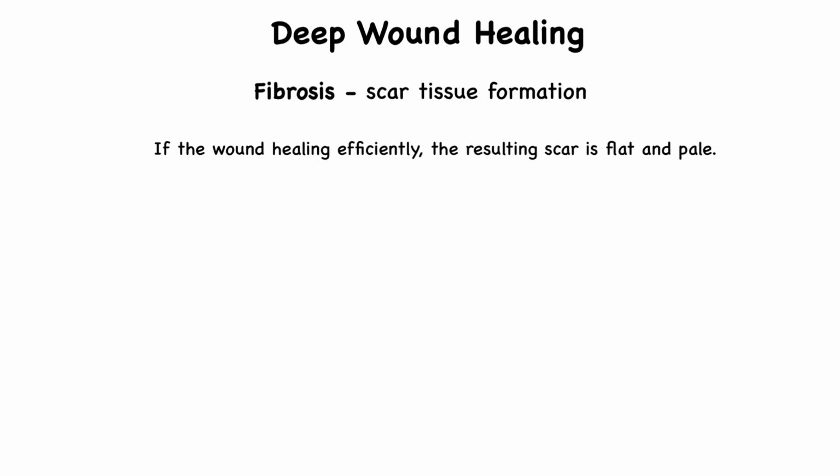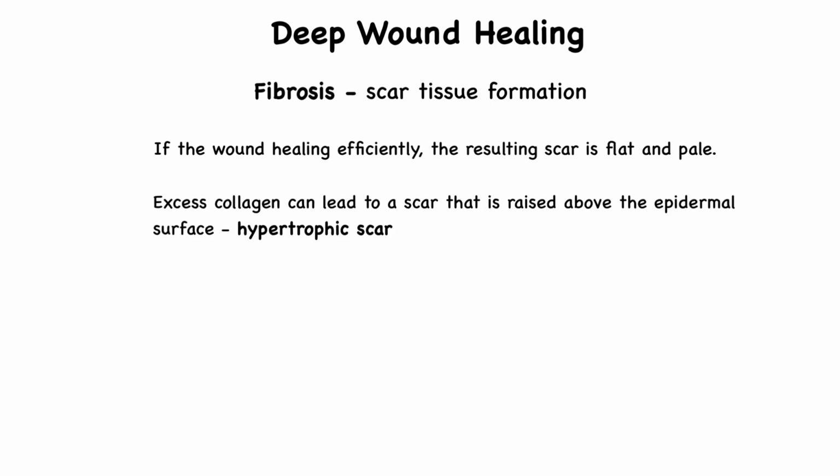The process of scar tissue formation is called fibrosis. If the wound heals efficiently, the resulting scar is flat and pale. But sometimes, excess collagen leads to a scar that is raised above the normal epidermal surface. This is called a hypertrophic scar. If it grows beyond the wound's original boundaries, it's called a keloid scar.